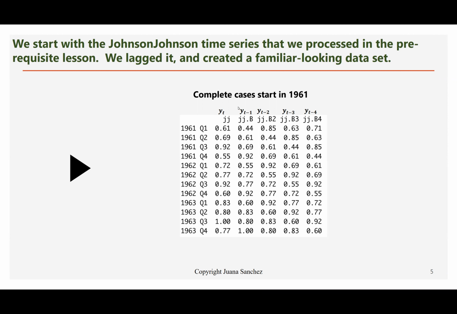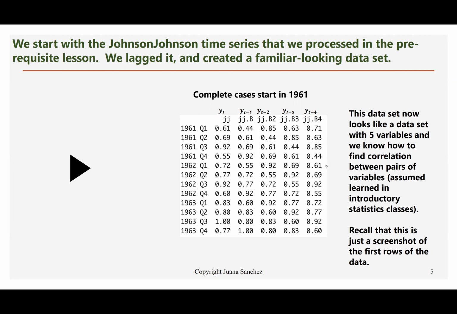So the idea is that those correlation coefficients that we learn to calculate between two variables in the introductory statistics class can be used to calculate correlations between pairs of variables in this strange constructed data set that we put together in the prerequisite lecture. The data set that we put together in the prerequisite lecture was on purpose made to look like a data set with 5 variables. And then we know how to calculate the correlation for a data set like this between 2 variables.